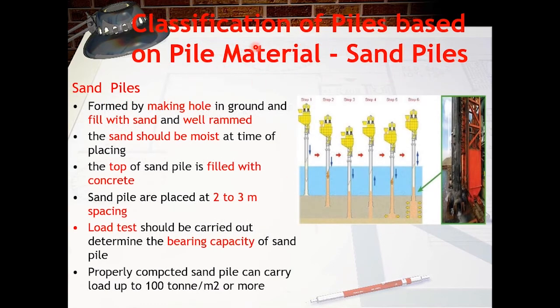The last material for pile is sand pile. It is formed by making hole in the ground and fill with sand and well rammed. Jadi akan kita compact dia lah. The sand should be moist at the time of the placing and the top of the sand is filled with concrete. Sand piles are placed at 2 to 3 meter spacing between each other. Load tests must be carried out to determine the bearing capacity of the sand pile. Properly compacted sand pile can carry load up to 100 ton per meter square or even more.